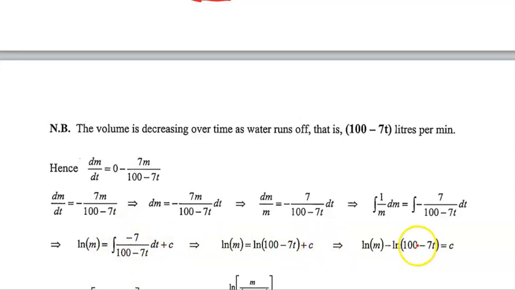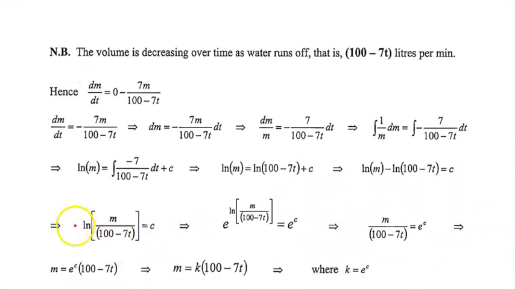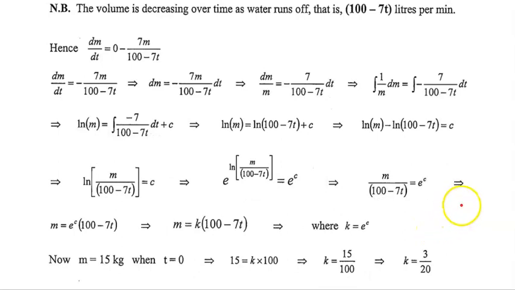Okay, let's subtract the natural log term, the first term on the right, and bring that over to the other side. Because we can use the log laws when we do that, which gives us the natural log of m over (100 minus 7t) equals our constant. Exponentiate both sides, it gets rid of the natural log. e to ln of that will just give us the argument, m over (100 minus 7t). e to the c is just going to be a constant. We're going to give it another name before long.